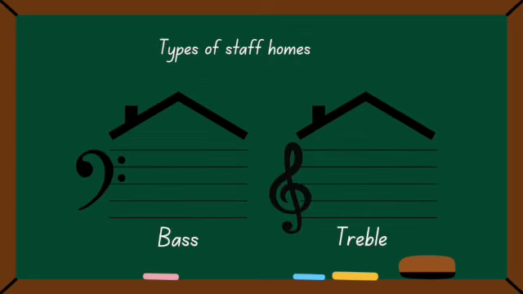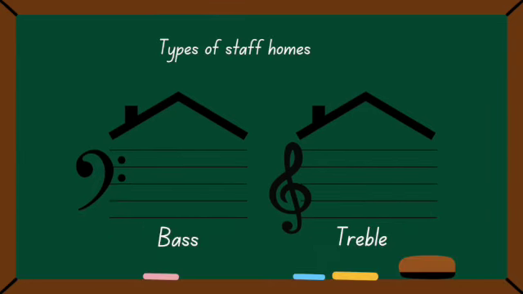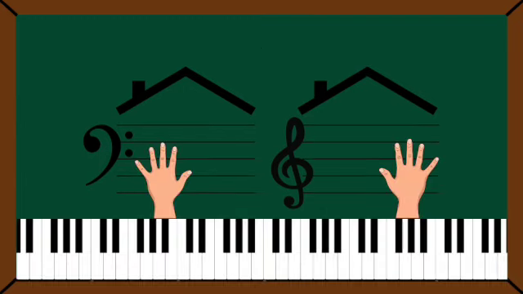There are 2 different types of staff homes that we use when we play the piano. There is the bass staff, which we use when we play with our left hand, and there's the treble staff, which we use when we play with our right hand. As you can see here, the lower half of the piano is on the bass staff, and the upper half of the piano is on the treble staff. And this is why, generally, we always use our left hand when we play in the bass clef, and we use our right hand when we play in the treble.